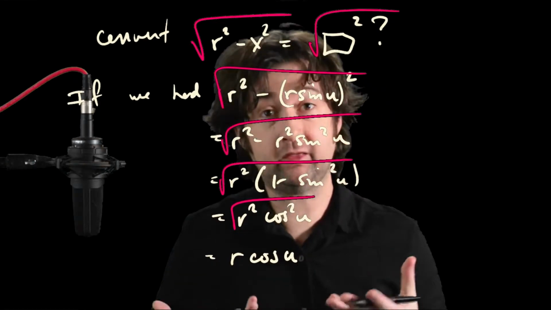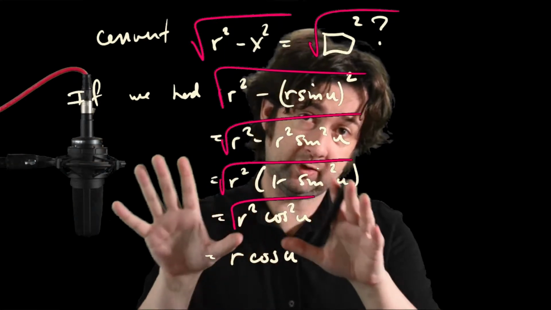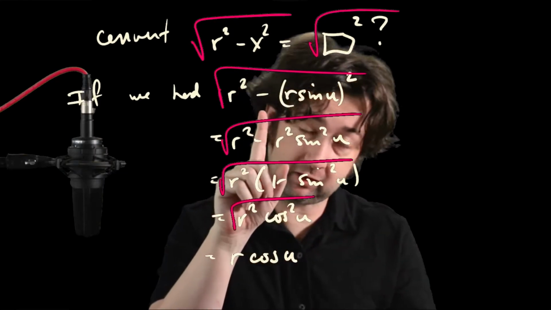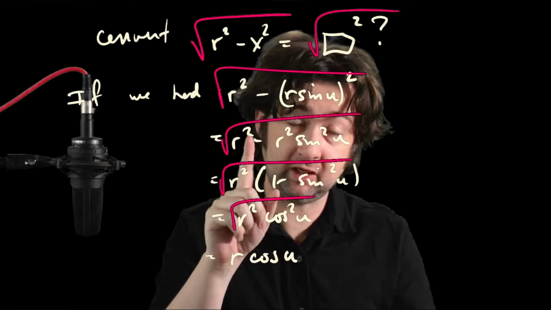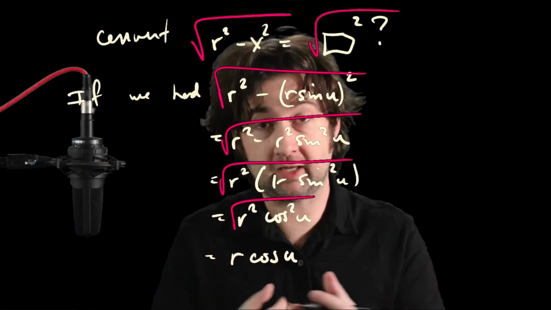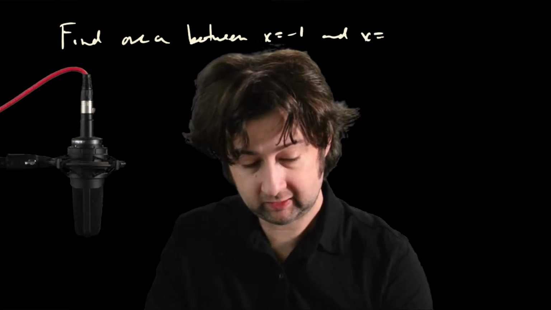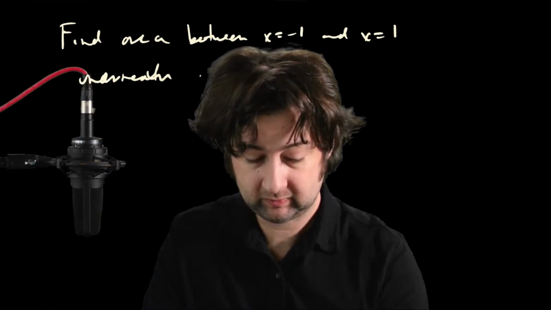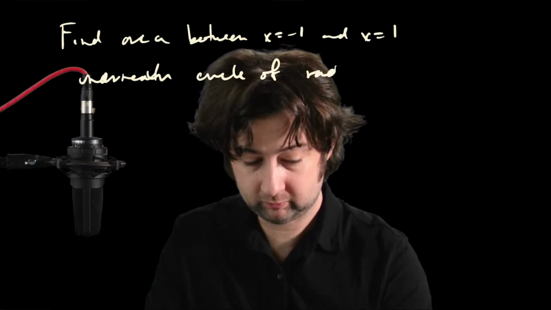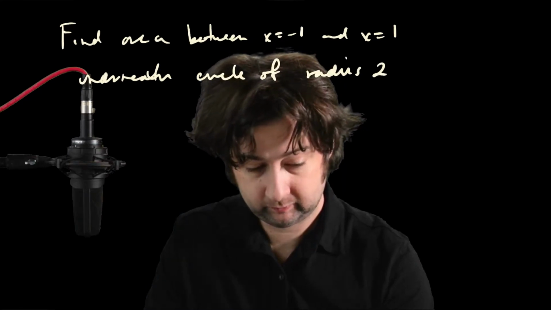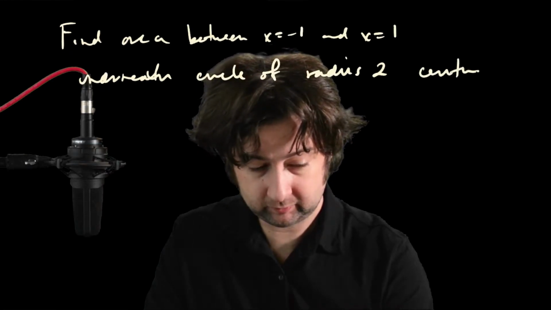And so we're just going to make this substitution. So this is the key idea behind the entire chapter, is that when I see a pattern where I could use a Pythagorean identity from trigonometry, I'm going to make a substitution that lets me use that identity. So let's go back to the original problem here, but I'm going to use fixed numbers this time. So let's find the area between x is equal to -1 and x is equal to 1 underneath a circle of radius 2 centered at the origin.